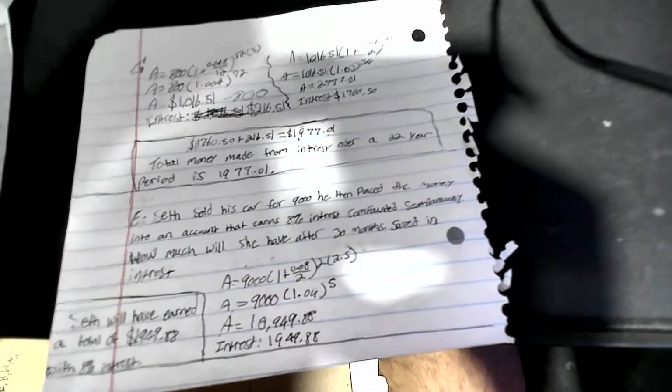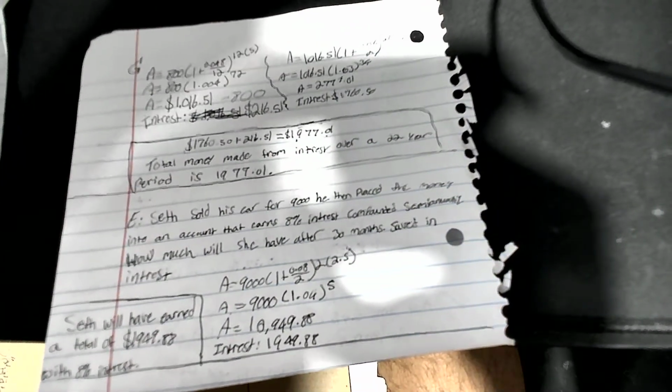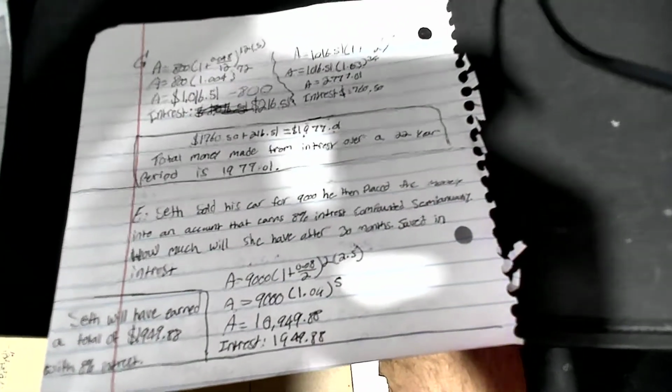On to the next, we have E. Seth sold his car for 9,000. He then placed the money into the account that earns 8% interest compounded semi-annually. So how much would he have after 30 months saved in interest? Again, we're just using our formula.